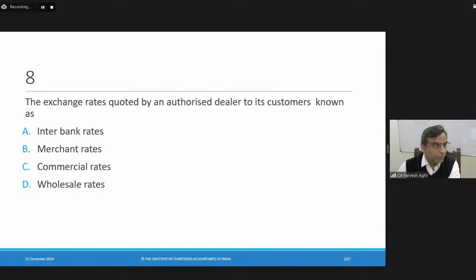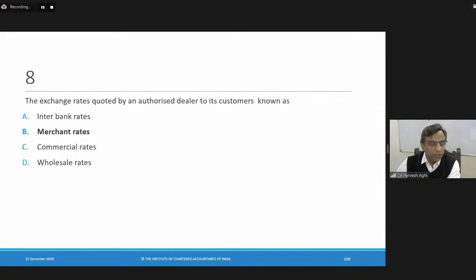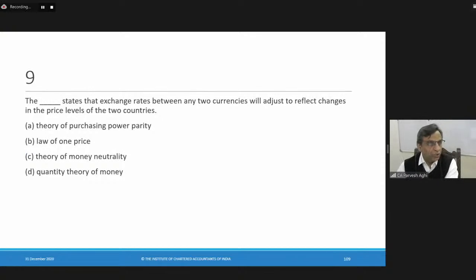So the answer is B, the merchant rates. Absolutely right, Chavi. You are absolutely right, because the interbank rates are rates between banks themselves for large transactions. But when you go to the bank, he'll give you a customer rate or a retail rate or a merchant rate. So they're all the same thing. So it's a merchant rate. Okay. So then we come to the 9th question.